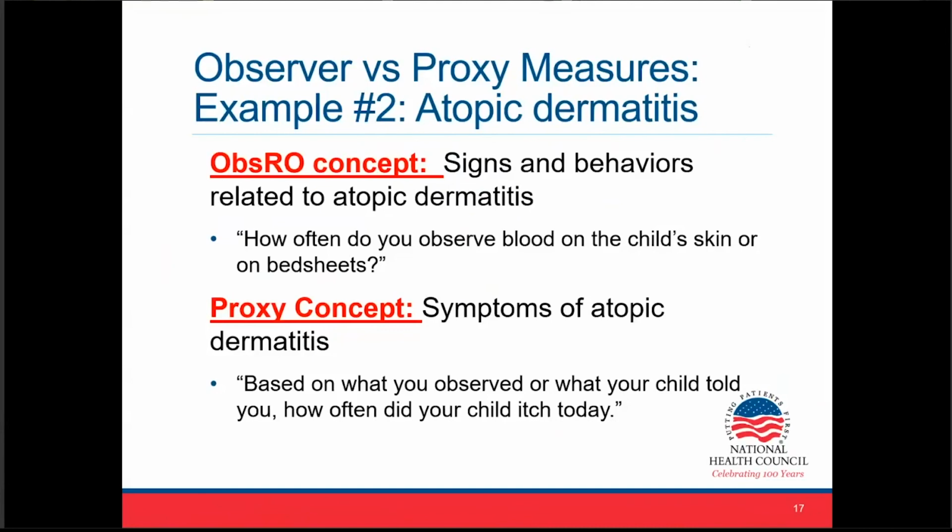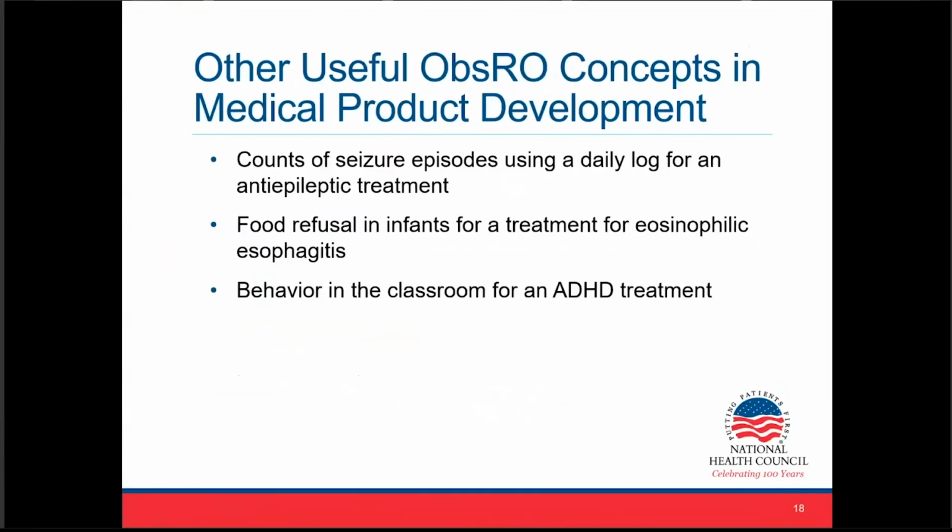Next slide. That might be my last slide. Oh, no, there are other examples of useful concepts that ObsROs can include. Counts of seizure episodes. These have to be things that the observer would likely notice and be able to count, or be able to record in some way. Food refusal is one that we've seen in infants with eosinophilic esophagitis. Behavior in the classroom is a common ObsRO. Teacher-reported outcome assessment in ADHD treatment.